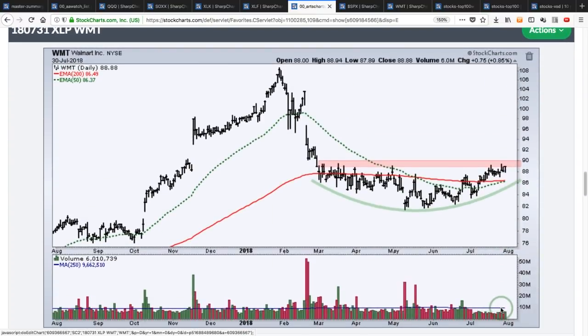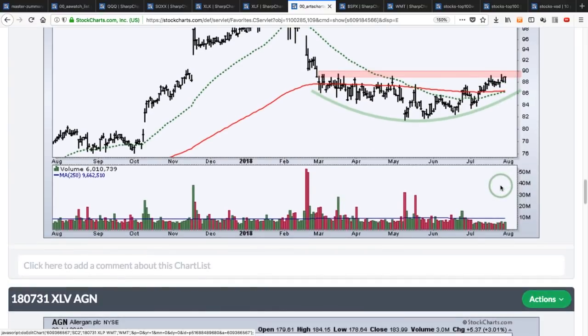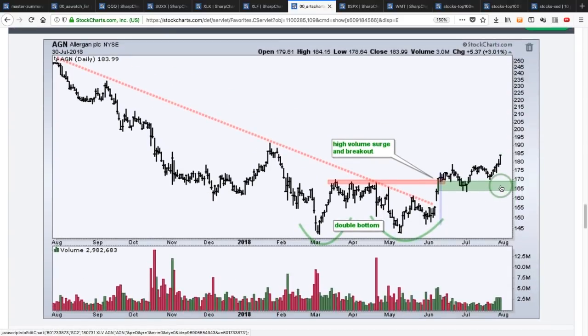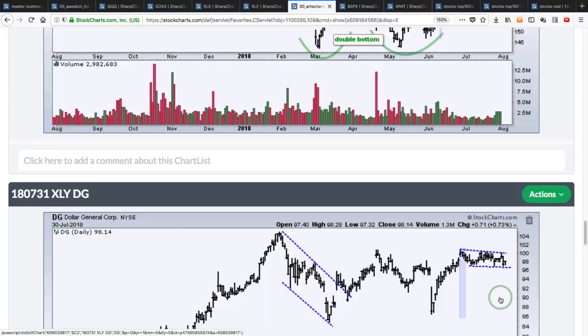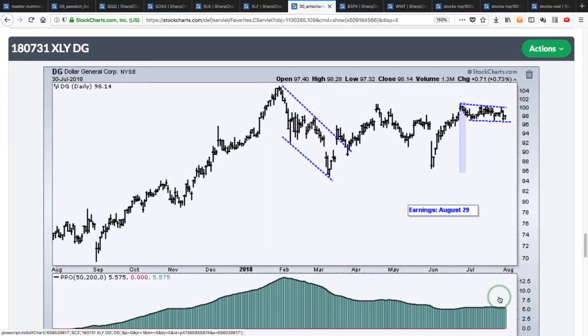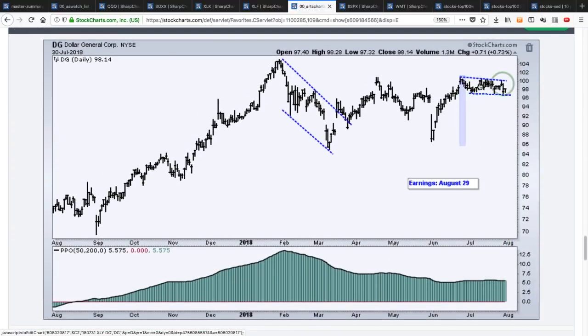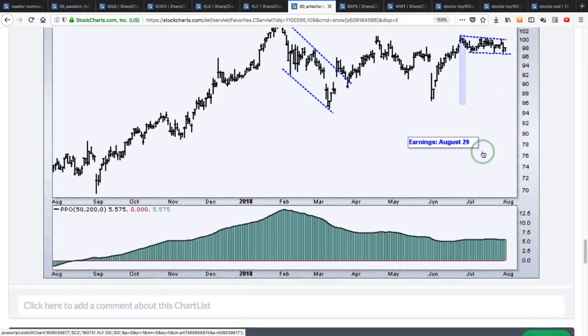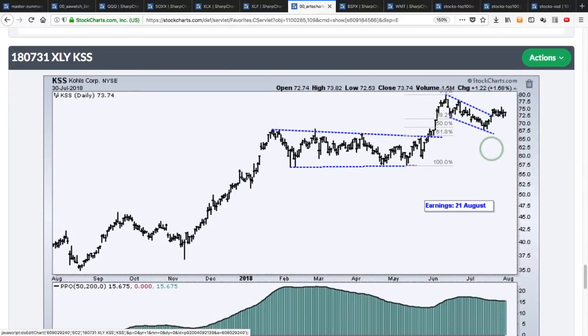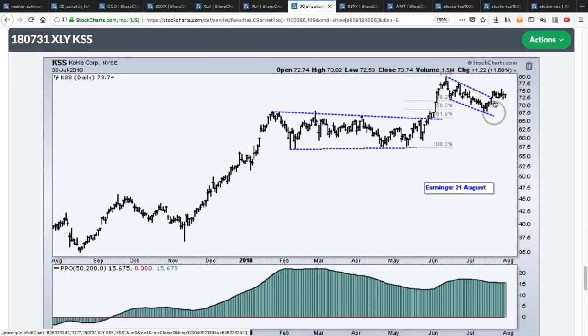We can see Walmart maybe making a rounding bottom and on the verge of a breakout there. 50-day on the verge of crossing above the 200-day. Allergan has a double bottom working. Look at the breakout, and it is extending on that breakout with a 3-day gain on high volume. Dollar General continues to consolidate within a bullish flag wedge, looking for a breakout. And Kohl's is breaking out of a wedge and showing some strength in the retail group.